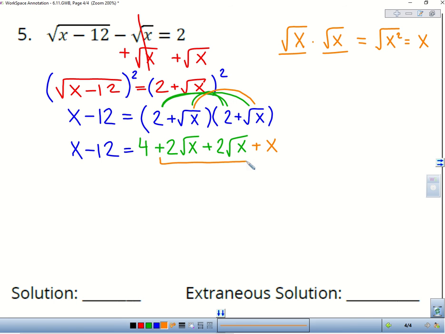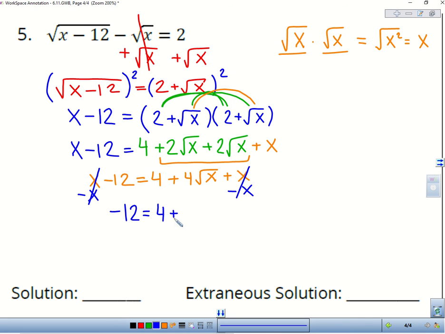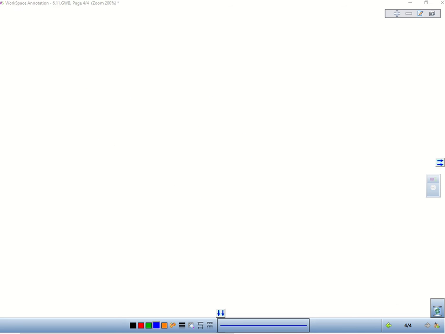Now we can combine these like terms. Okay. Now this is not one of those factoring scenarios because we don't have x squared. But what I do notice is I can subtract x on both sides, and what's going to happen? Don't they both cancel out? Everyone see that? How they cancel out? So this leaves me with negative 12 equals 4 plus 4 radical x.